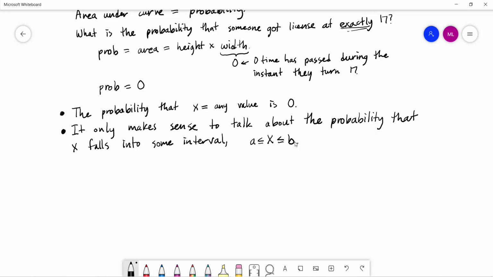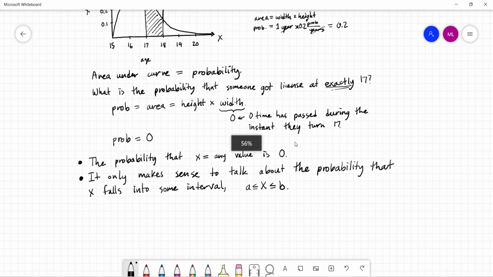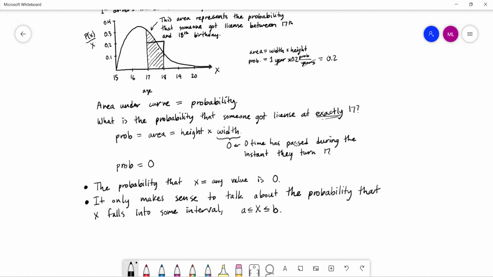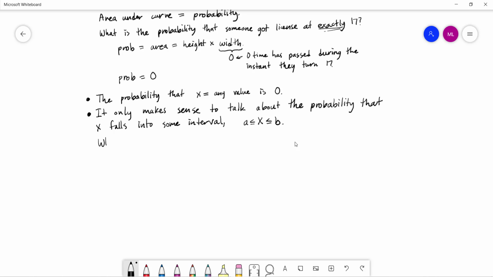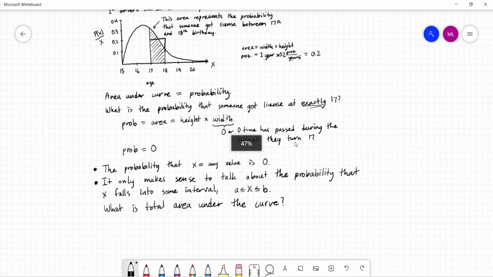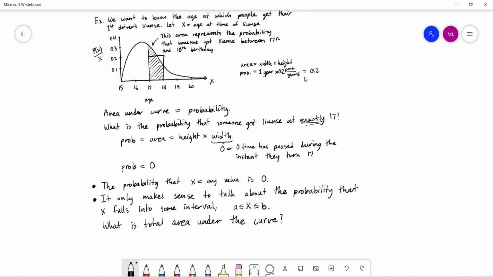Okay, so hopefully this, despite being a little bit counterintuitive, is starting to come together. One other question I want to ask is, what is the total area under the curve? So let's get this all on the screen at once so we can ask this question. What is the total area underneath this curve? The total area has to be 1.